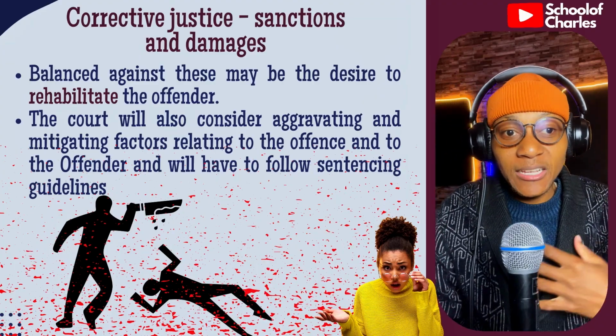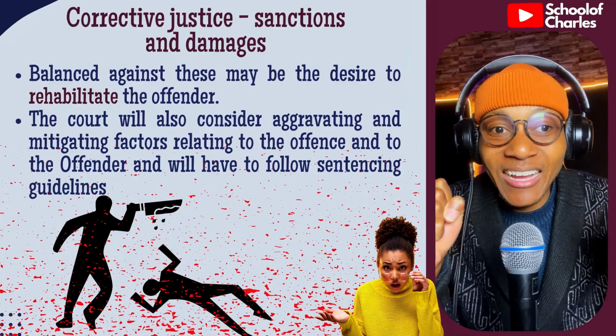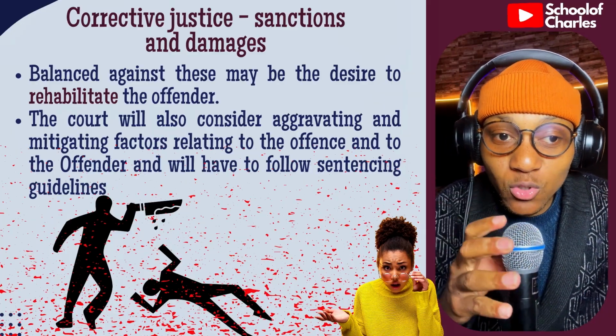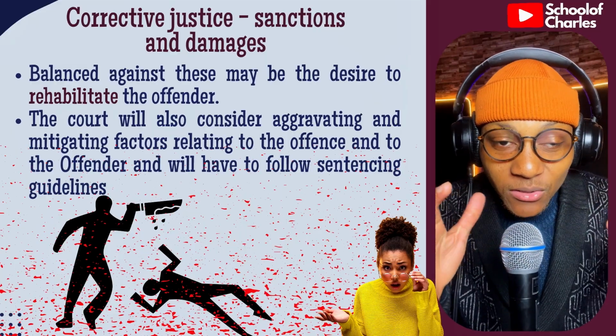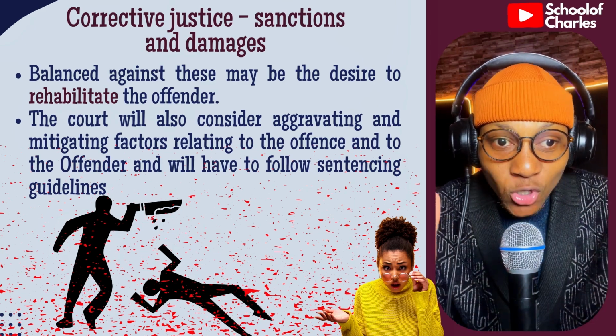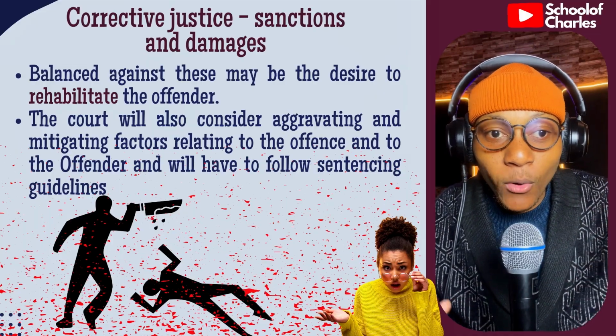So these things can cause the court to reduce the sentence, or if they are aggravating factors, to increase the sentence, right? And the courts will also have to follow what are called sentencing guidelines. So in every legal system, or in most legal systems, there are what are called sentencing guidelines. These are documents that help the magistrates and the judges to give proper sentences.